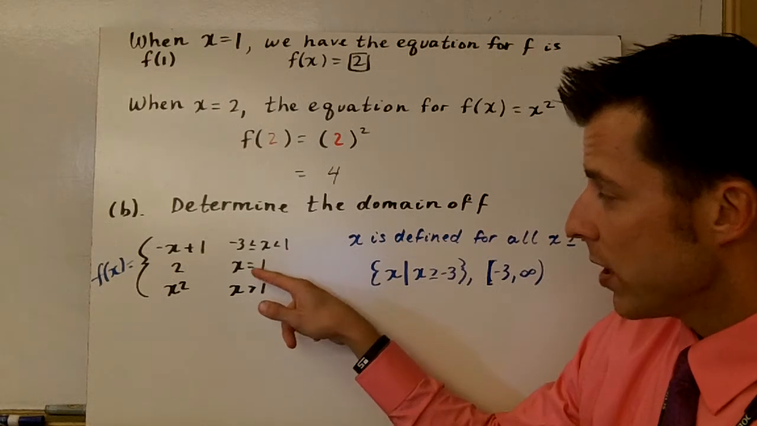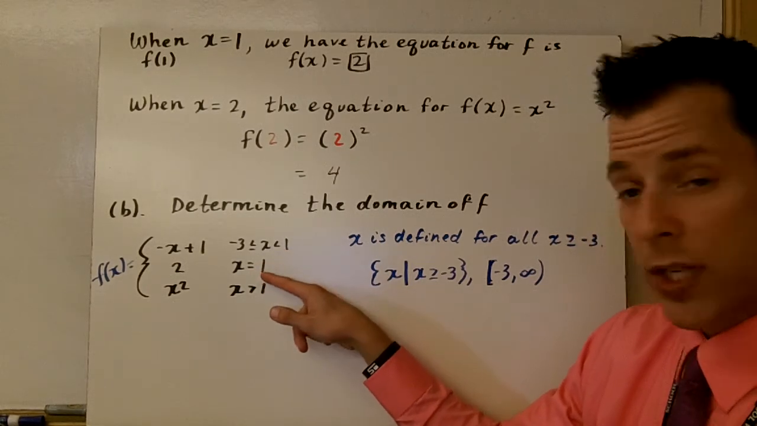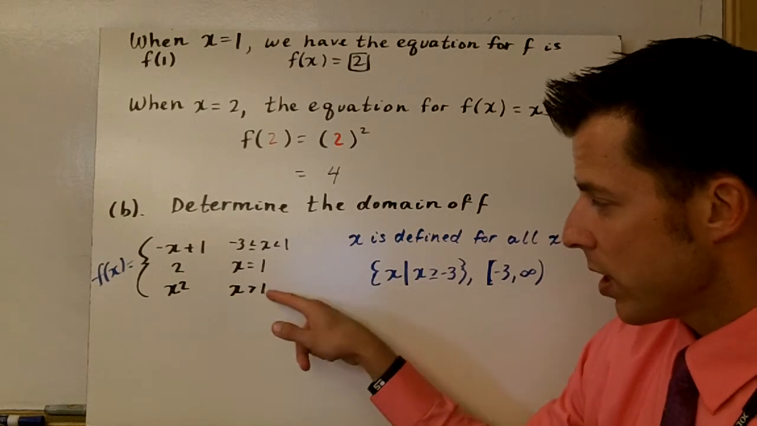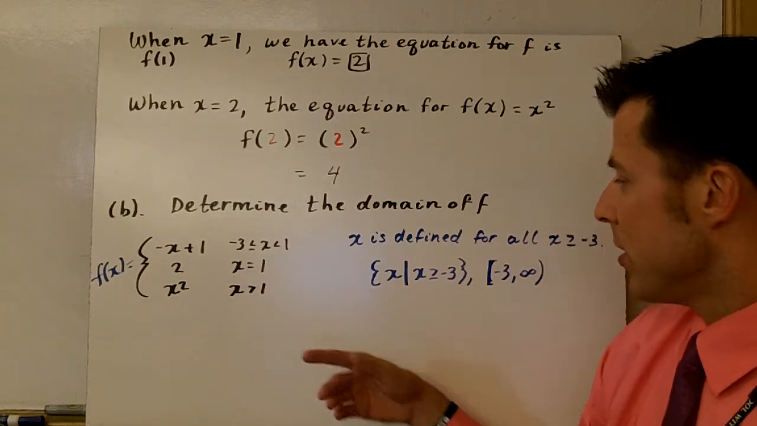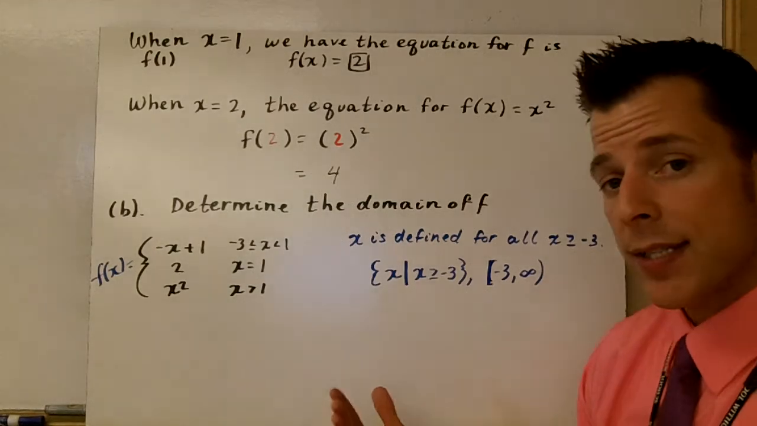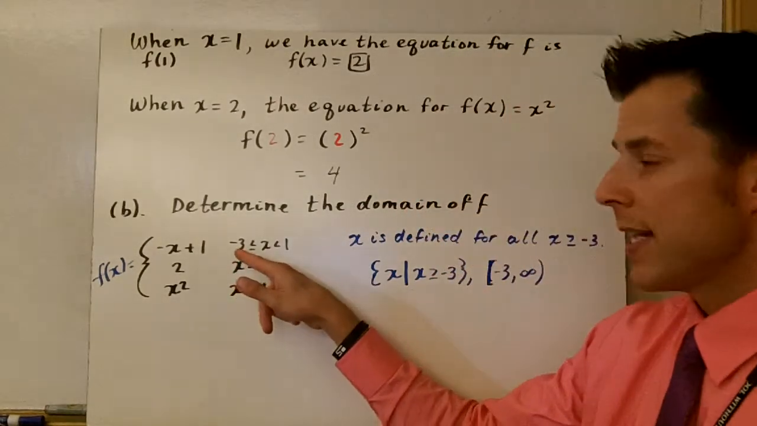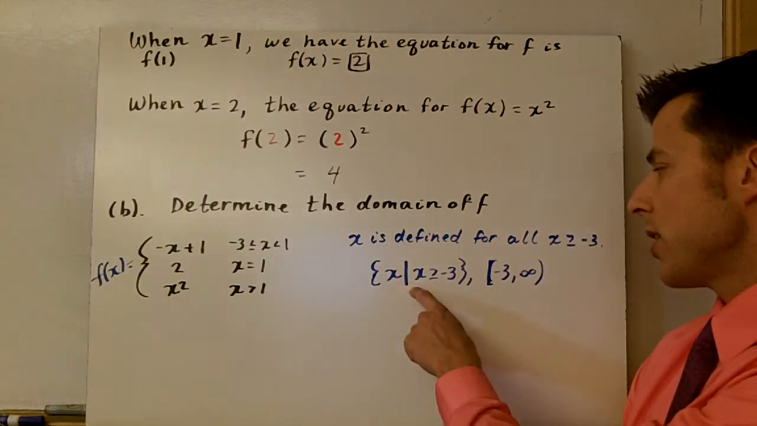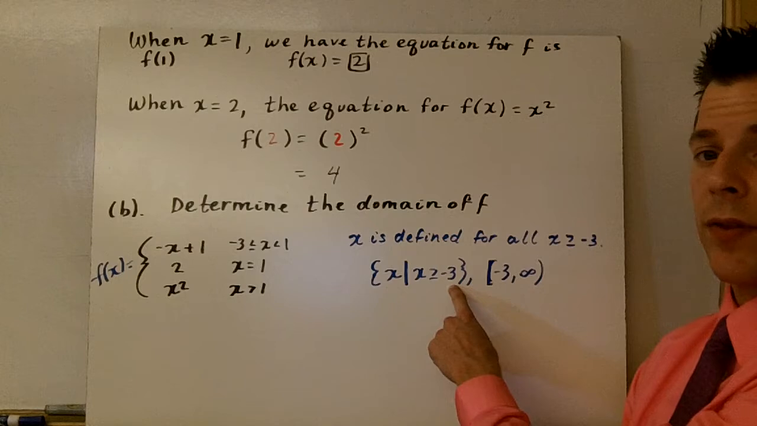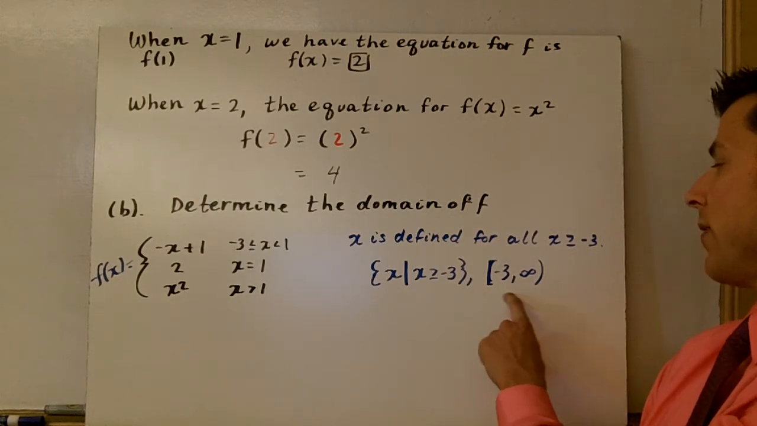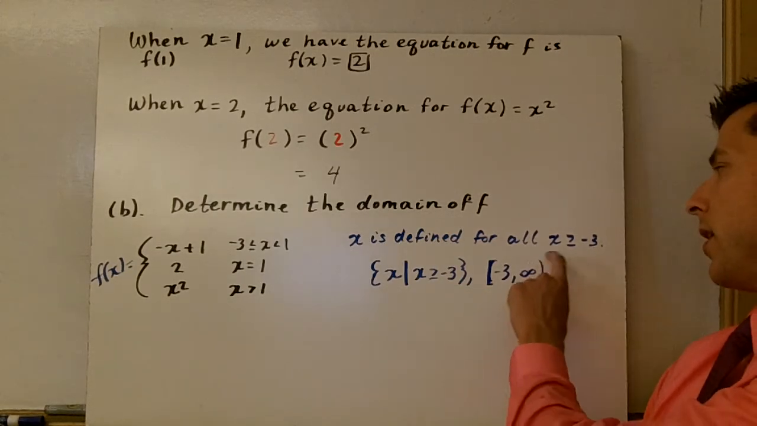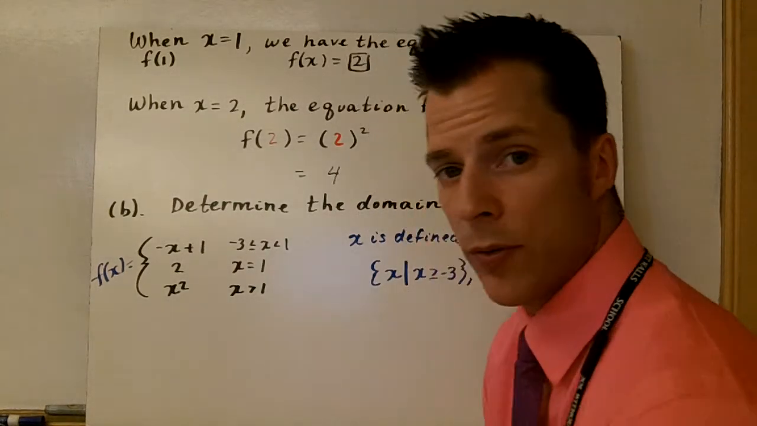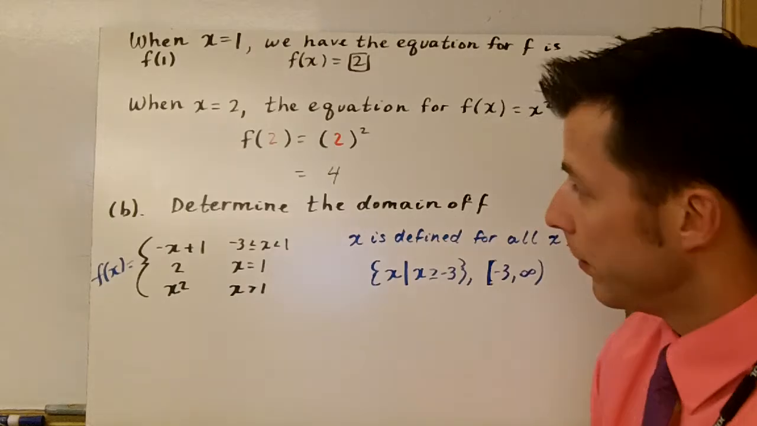We have 1 covered. It wasn't in the domain here, but now 1's covered by the second piece, and we know that all the values past 1 are covered by this last piece. So when you look at the domain, it's not all real numbers because we don't go past -3 for x. Okay, so the domain is defined by x such that x is greater than or equal to -3. Interval notation, we have -3 to infinity. Inequality form is here. So the domain there is x is greater than or equal to -3.